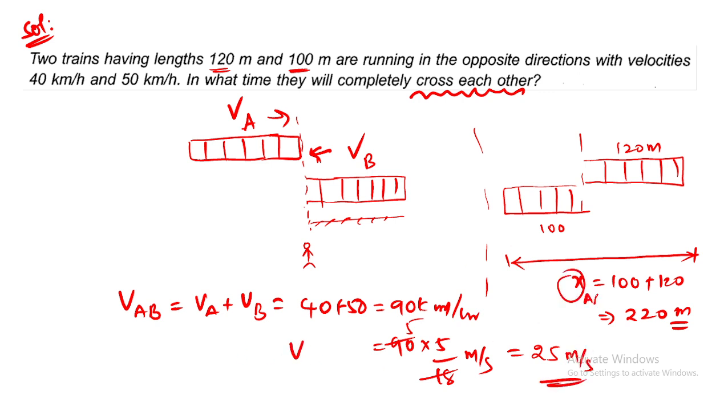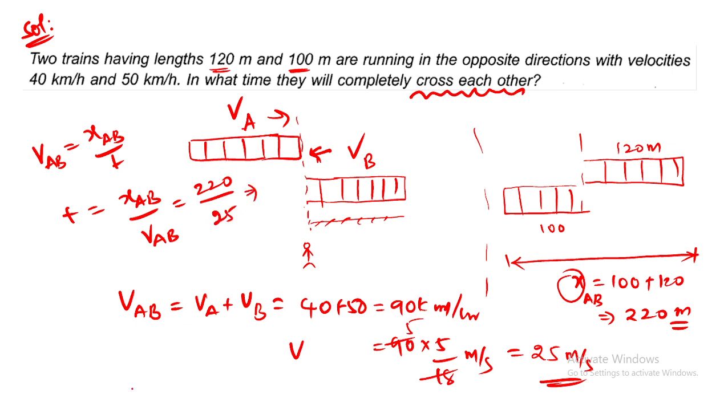You got the x value, you got the VAB value also. This x value is XAB, right? So what is the formula you can write? Velocity AB is equal to distance covered XAB divided by T. Everything is relative. Can we write time also as relative time? Yes or no? No, we cannot write. So T is equal to XAB divided by VAB. What is the answer? 220 divided by 25 is how much?